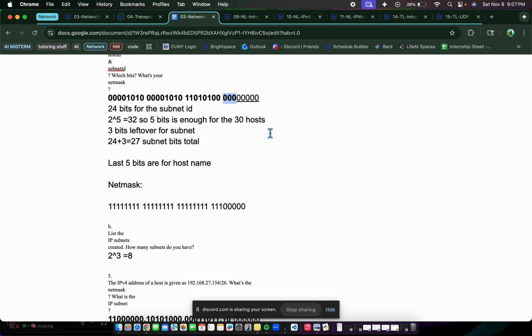I was just trying to get through as many of these as possible, so I don't think he would give a ton of them to write out, so I don't think it should be too crazy, but just know how to solve for it. It's always going to be 2 to the k for the total subnets created.